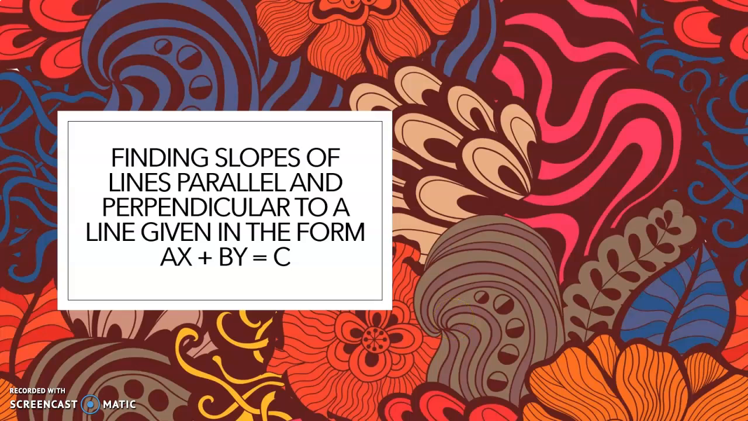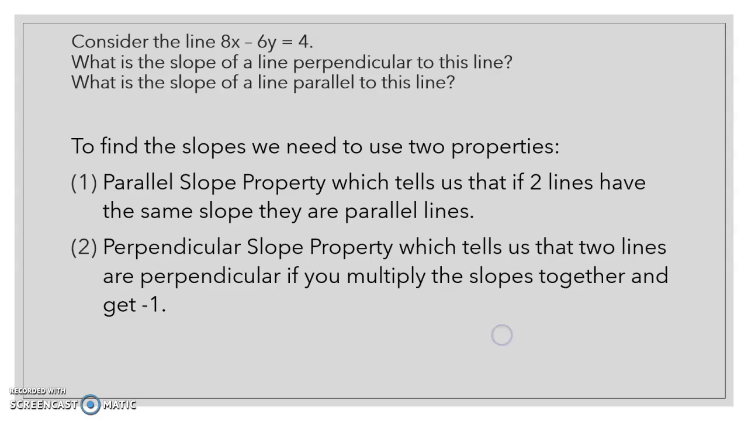In this video, we're going to learn about finding slopes of lines parallel and perpendicular to a line given in the form ax plus by equals c. Our example problem says, consider the line 8x minus 6y equals 4. What is the slope of a line perpendicular to this line? What is the slope of a line parallel to this line?